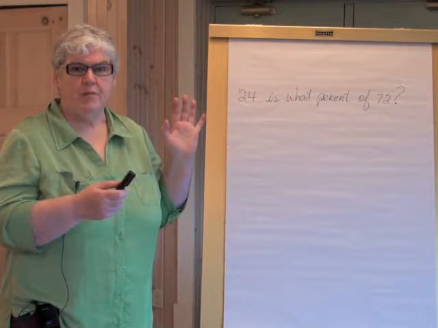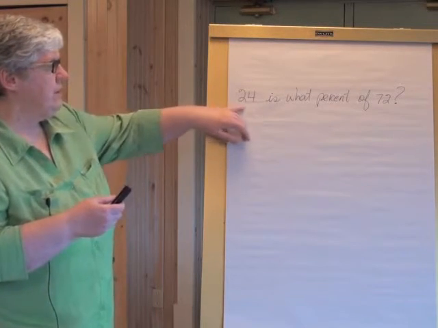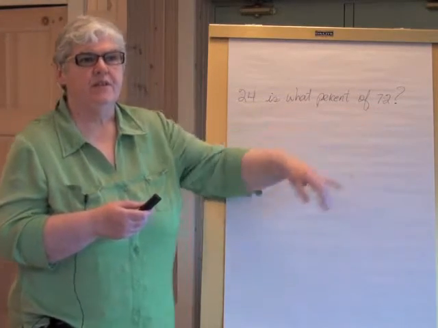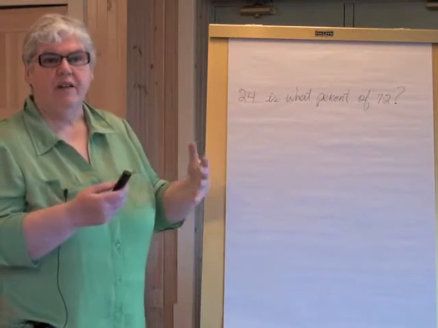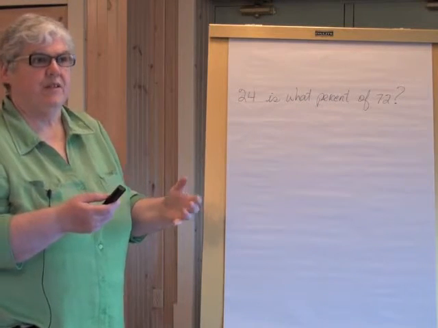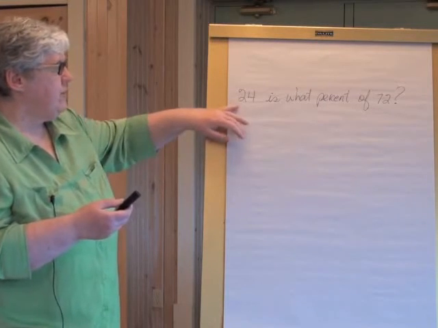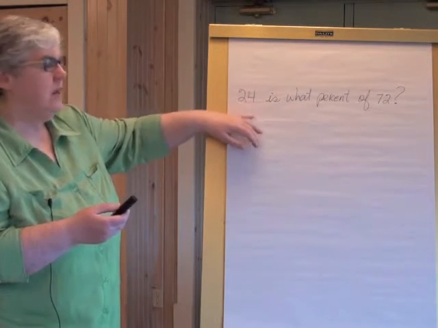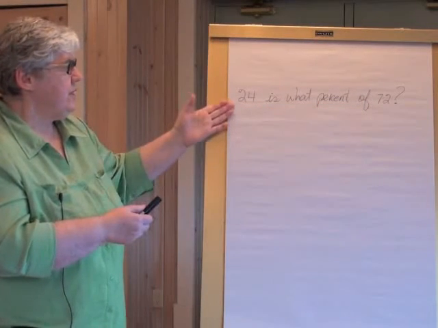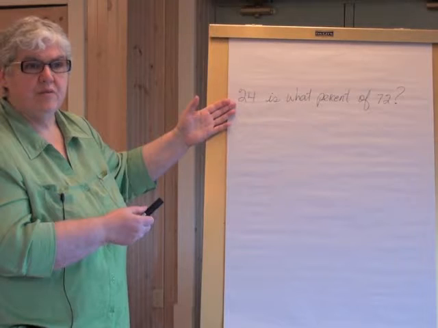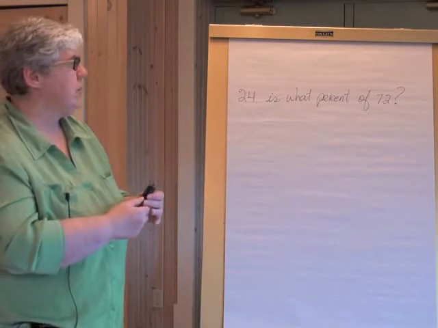Now I might read this problem 2 or 3 times, so I kind of get the hang of what it's saying. 24 is what percent of 72? So I see that this what percent means they're asking me to find what percent. So I know I'm going to be looking for a percent in this problem. And I have 2 numbers, 24 and 72. So 24 is part of 72, because what percent means we're talking about a part of a larger number.